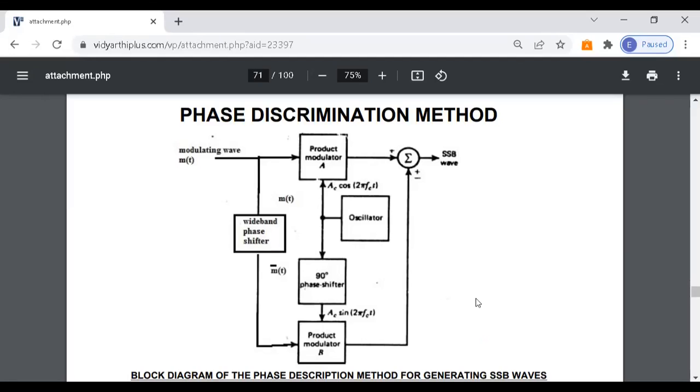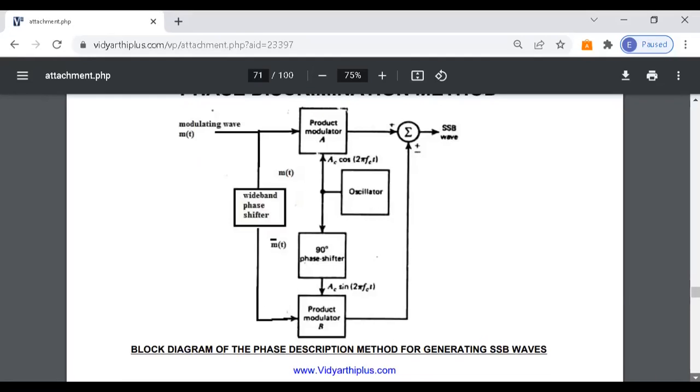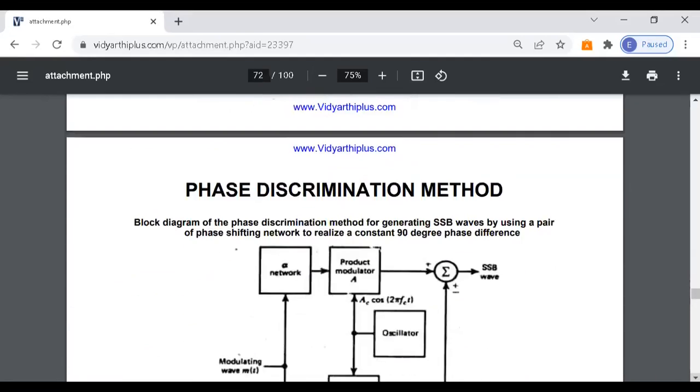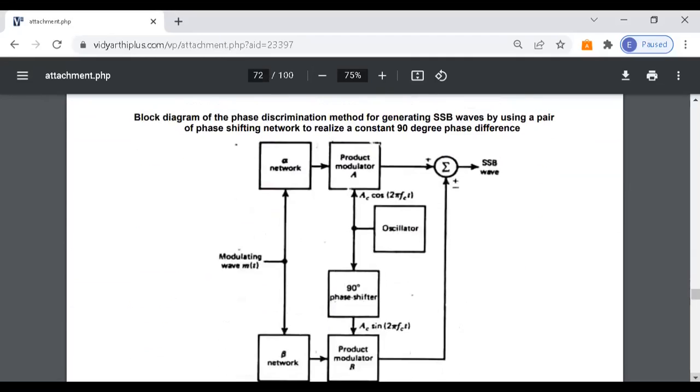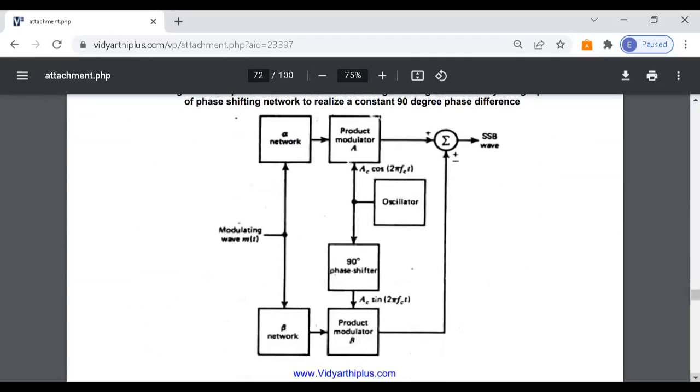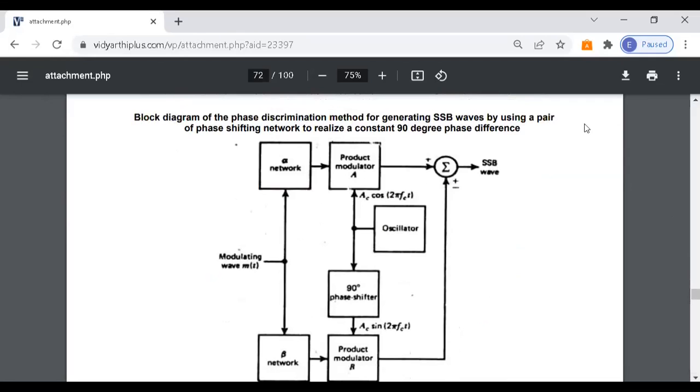It just didn't happen just like that. And then you have the phase discrimination method, which is that. Let's see what this is. Like when you have signal drop, like when you have a poor signal or something like that.